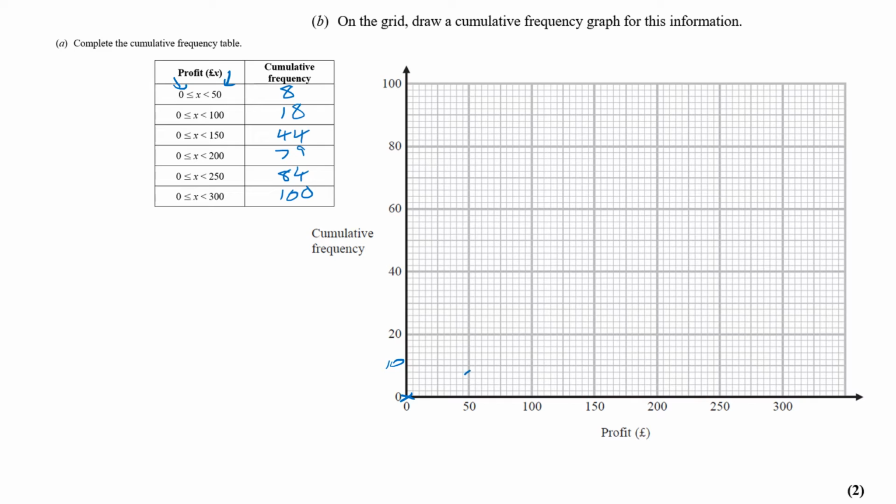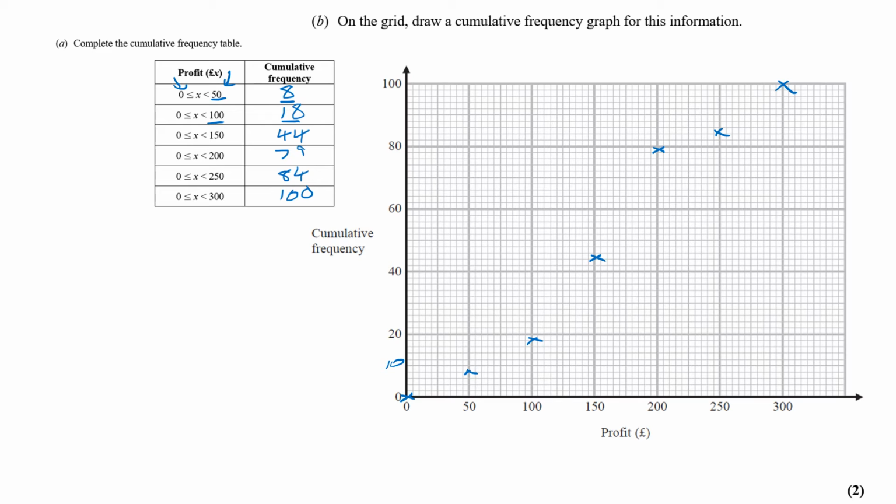So at 50 we've got 8, because we've got 50 and 8. At 100 we've got 18, and we carry on like that. So 118, 150, 44, 279, between two squares there, that's a bit trickier, 250, 84, and 300, 100.